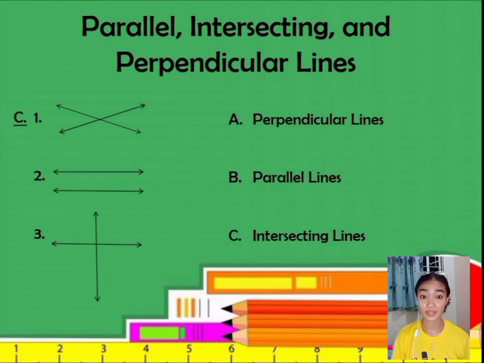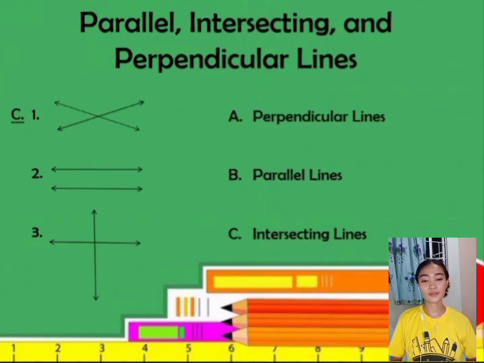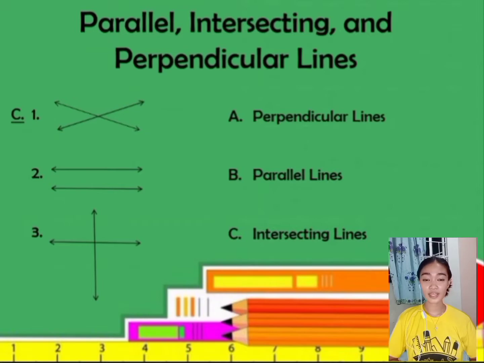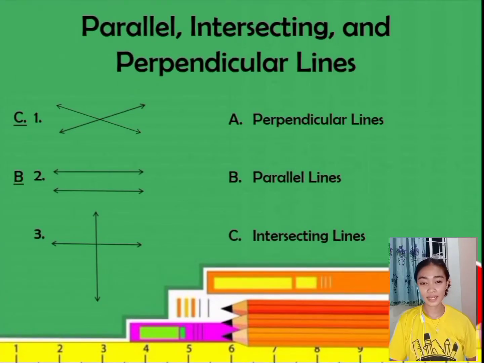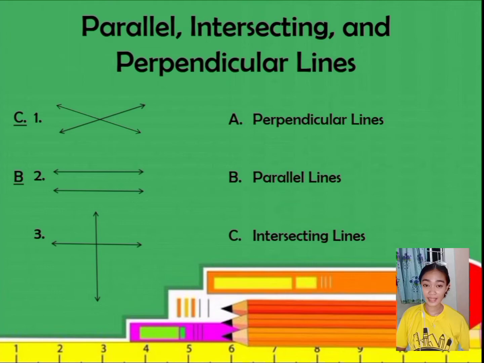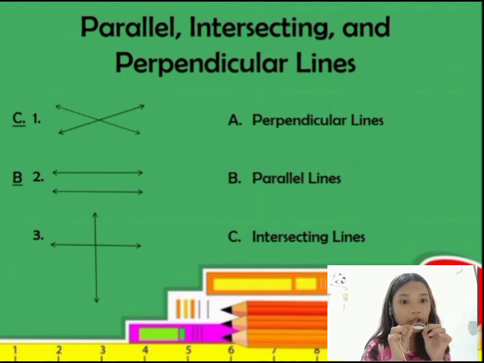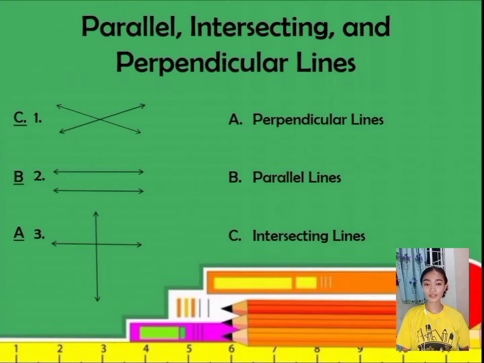Number 1 represents intersecting lines. How about in number 2? What lines does it represent? Teacher, number 2 is letter B, parallel lines. Very good. Number 2 represents parallel lines. How about in number 3, the last one? Julian, can you answer what is number 3? Teacher, yung natitira po, letter A, perpendicular line. Very good. So, the last one represents perpendicular lines.